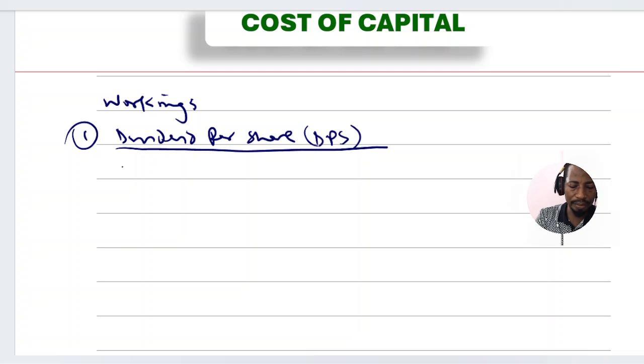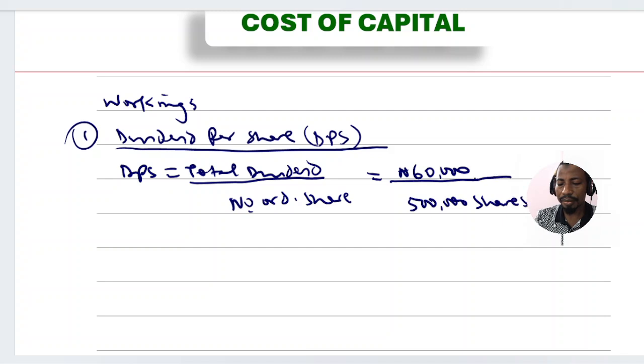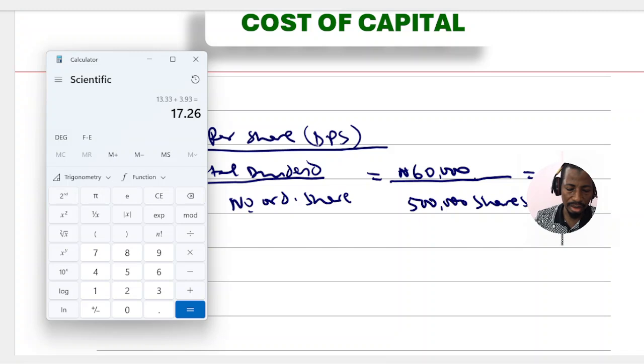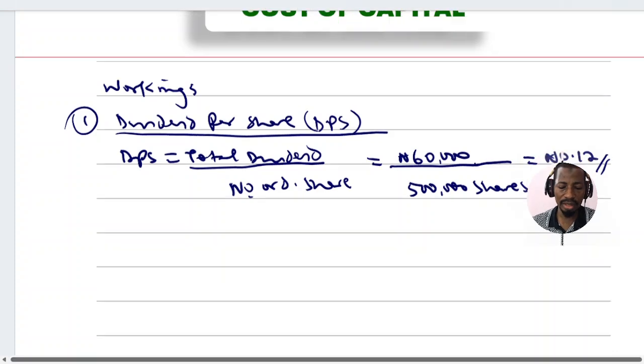So dividend per share is calculated as total dividend divided by the number of ordinary shares. Total dividend is 60,000 naira according to the question. Number of shares is 500,000. So what do you have as dividend per share? 60 divided by 500 equals 12 kobo. 12 kobo is the dividend per share.